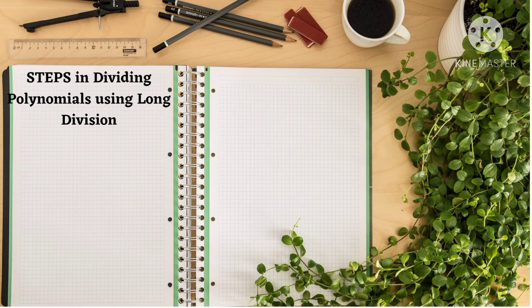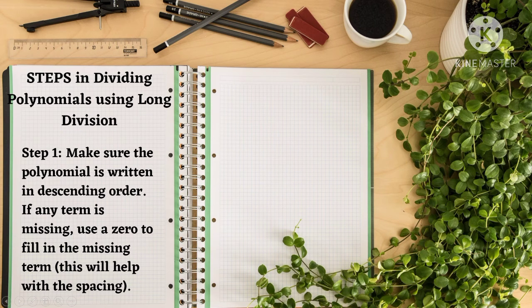Okay, we will go over now to our steps in dividing polynomials using long division. Step 1. Make sure the polynomial is written in descending order. If any term is missing, use a 0 to fill in the missing term. This will help with the spacing. So, as I've said earlier, kinahanglan nga ang polynomial naka-written in standard form. So, mao ni siya ang gamit para maka-divide ta sa polynomial.